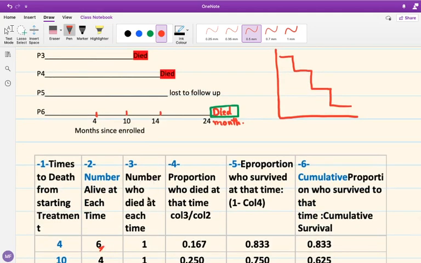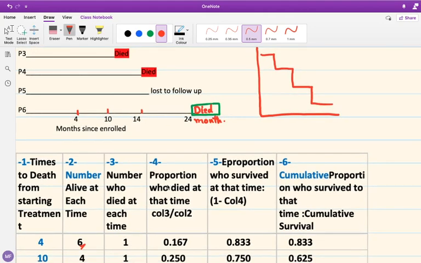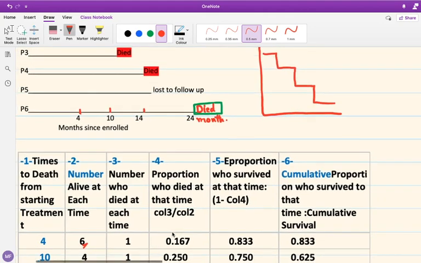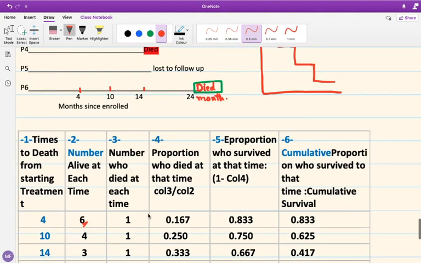The number who died at each time: there is one death reported in the 4th month. It could be the first day, the last day, or the 15th, the midpoint. So we are assuming all the patients were alive till the 4th month, and then one patient died. The proportion who died at that time is calculated in the simplest way by dividing 1 by 6. So pretty straightforward: 1 by 6 gives us 0.167.